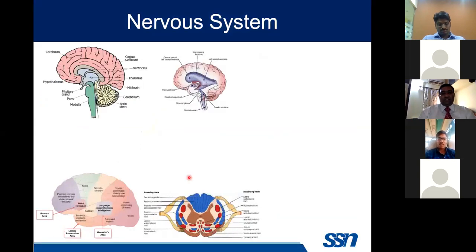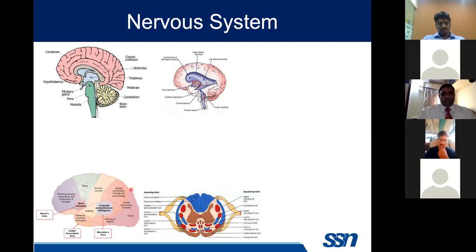Then coming to the nervous system, the brain is the main part of the central nervous system. The brain and spinal cord form the central nervous system. Here I tried to show the different parts of the brain, mainly the cerebrum, the cerebellum, and then the pons and medulla, and there are these ventricles of the brain. So you should know all this anatomy. The ventricles of the brain contain the cerebrospinal fluid and support the brain from inside.